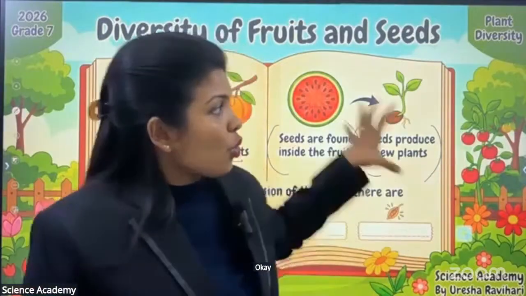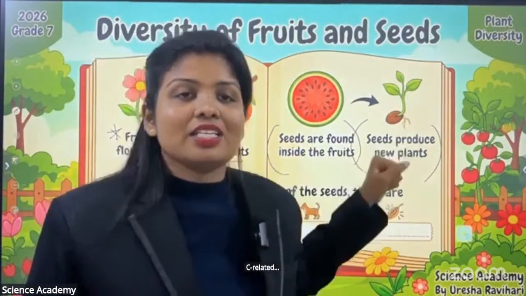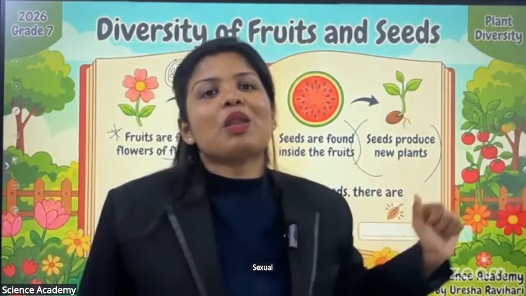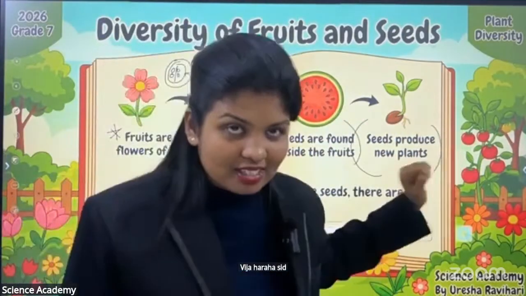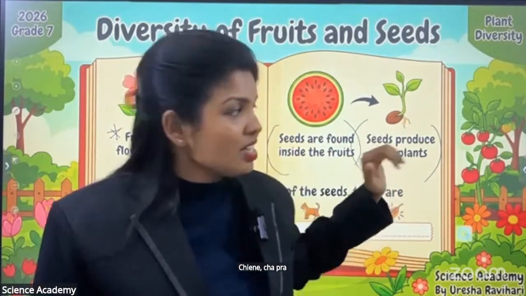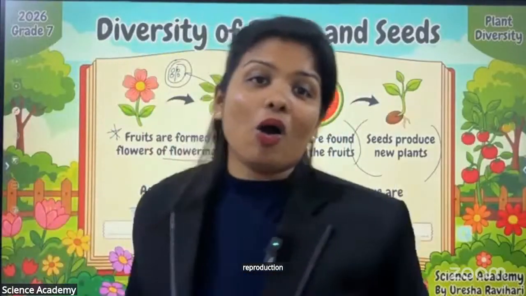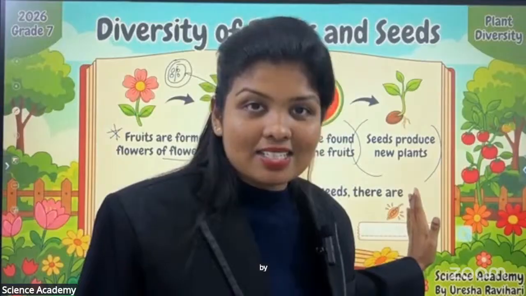Okay. So seed related plant production is called sexual reproduction of plants. බීජ හරහා සිදුවන ශාක නිෂ්පාදනය කියන්නේ ශාකවල ලිංගික ප්‍රජනනය. Right? So the sexual reproduction of plants occurs by seeds, right?